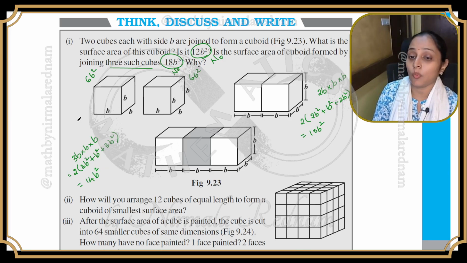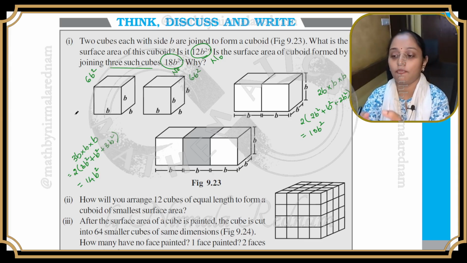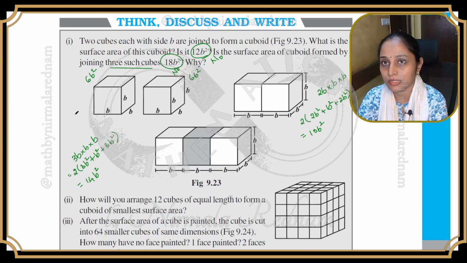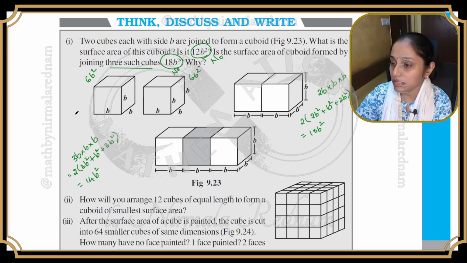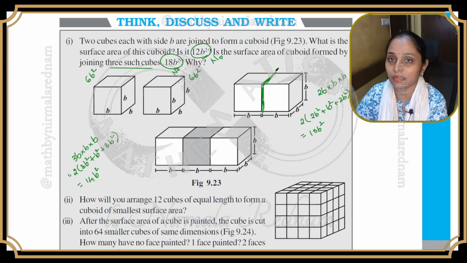Now he's asking why. Now this is important. Can you think of the reason that if you simply add the surface areas of the individual parts, you're not going to get the total? The reason is because you can see that here, this particular face is going inside the cuboid and so it does not belong to the surface anymore.